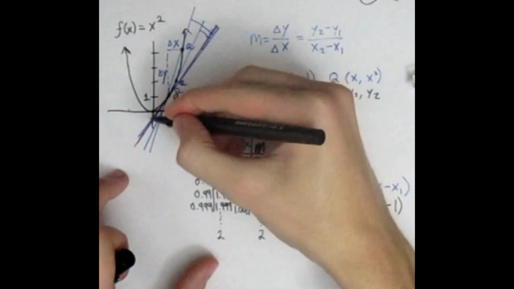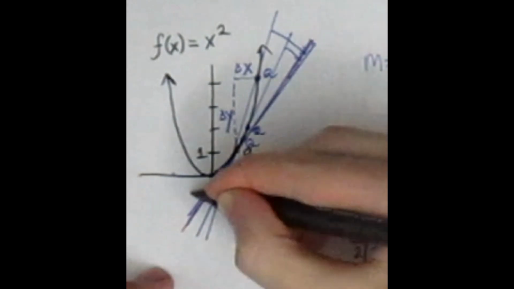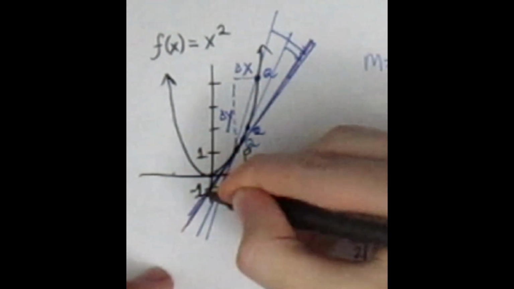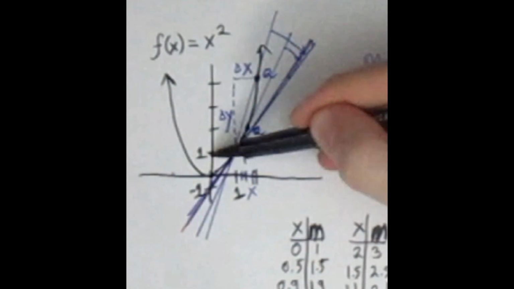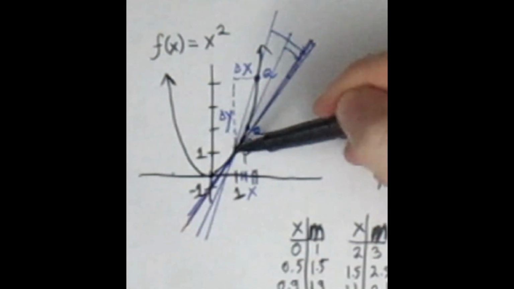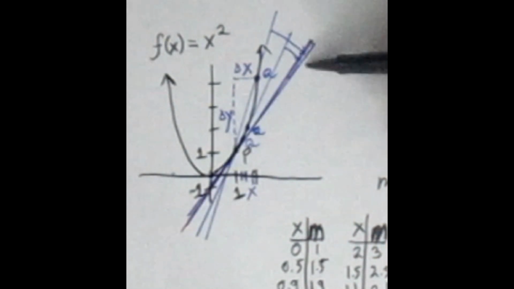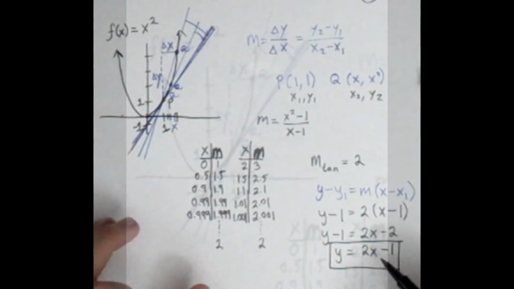And if we notice, that means that the y-intercept is at negative 1. And the slope is 2. So if we go up 2 and over 1, we're at that point. And therefore, that is the tangent line.